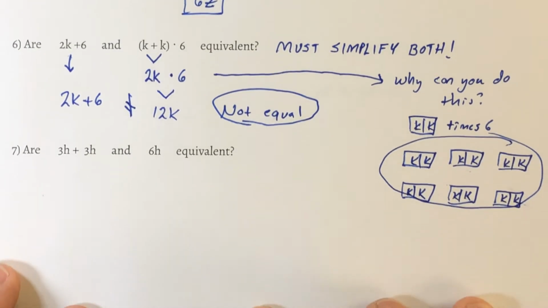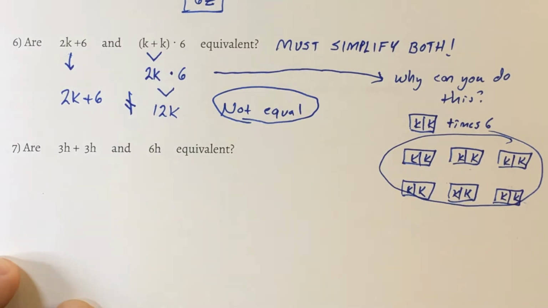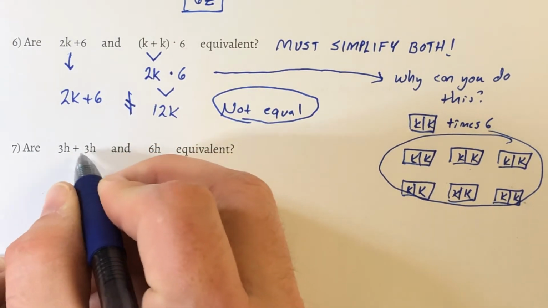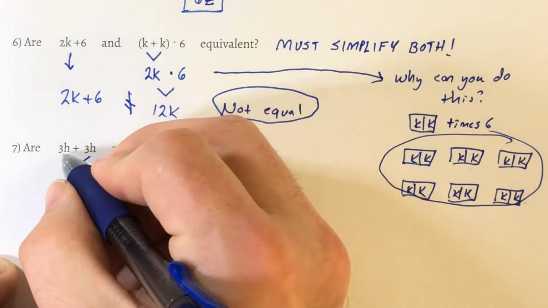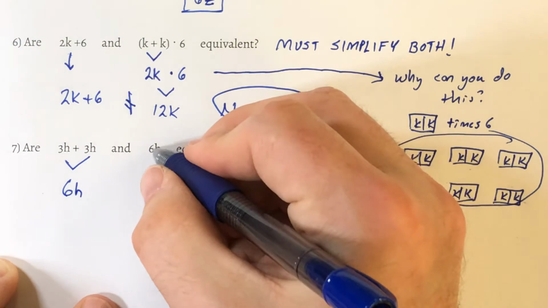Next one. Are 3h plus 3h and 6h equivalent? So we're going to go through and simplify both if possible. So 3h plus 3h, are they both like terms? Do they have the same variable? Yes, they both have h's, so I can do stuff with them. So 3h plus 3 more h is 6h. All right, 6h.